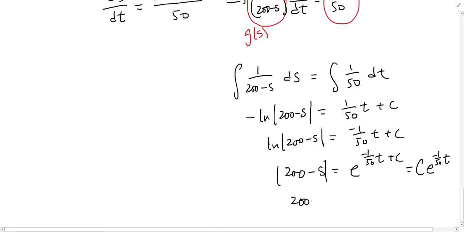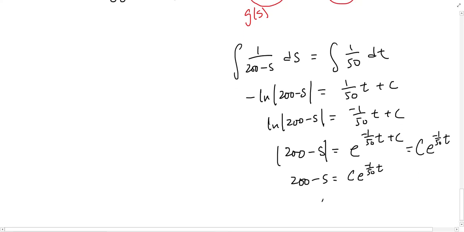So that would mean 200 minus s equal to plus or minus c. Well, technically speaking, c can be positive or negative, so I'm just going to ignore that plus or minus. And then I can simply solve for s by saying s would equal 200 minus some constant c e to negative 1 over 50t.